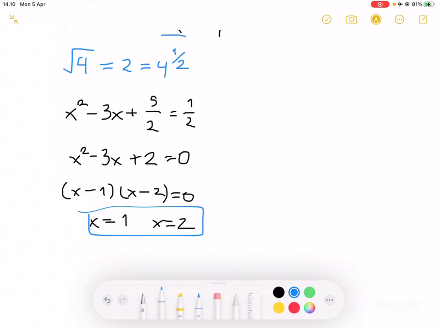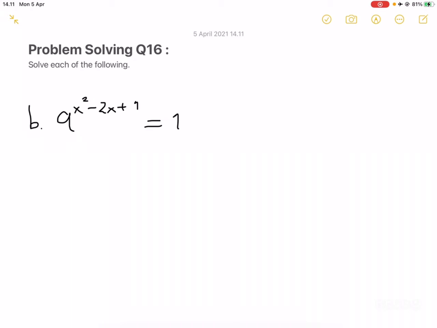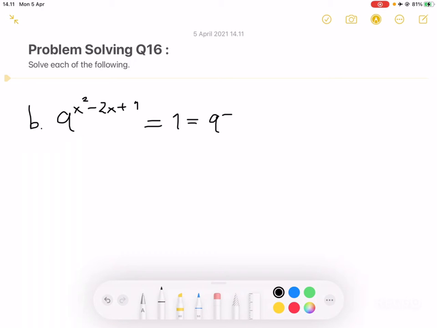So this is part A. For part B, we need to solve for x if 9 to the x squared minus 2x plus 1 is equal to 1. Like the trick before, we need to rewrite 1 as 9 to the something power. This something is simply 0. You may be wondering why: recall that anything to the 0th power, as long as that anything is not equal to 0, is equal to 1. I'm just using the fact that a to the 0 is equal to 1 for some real number a that is not equal to 0.